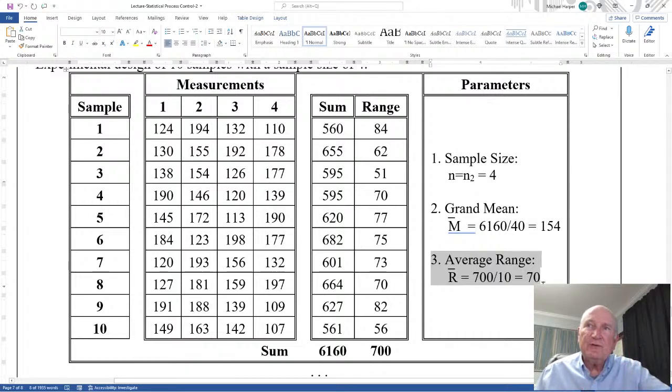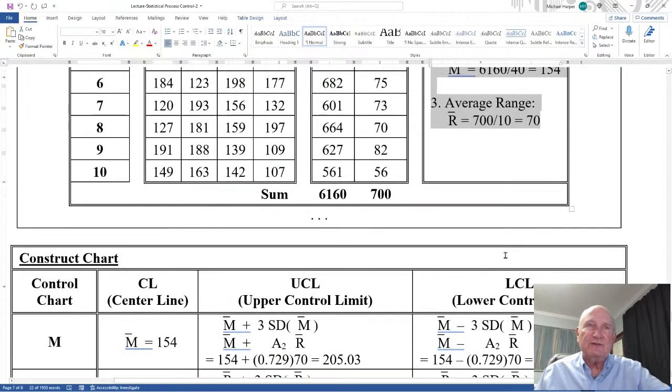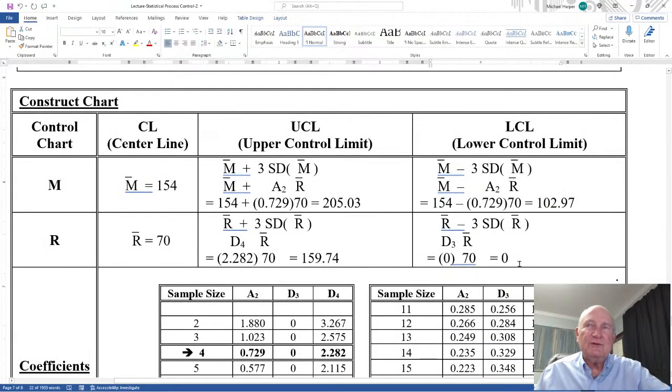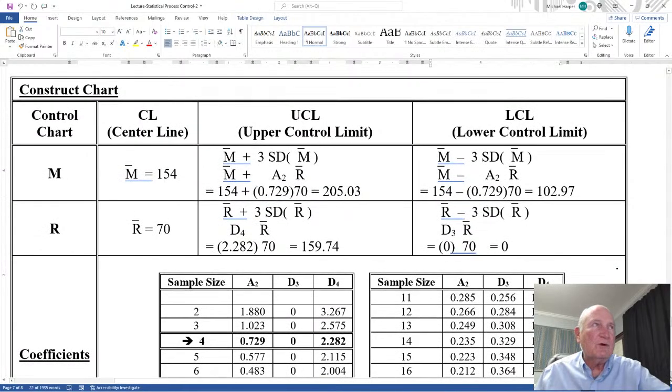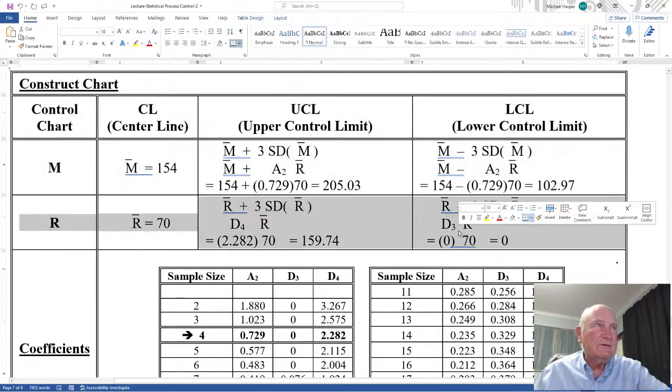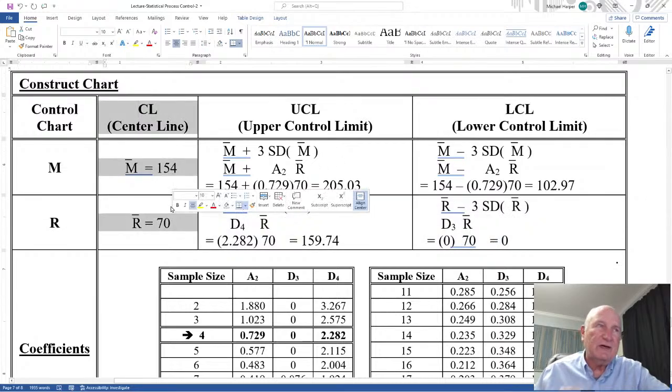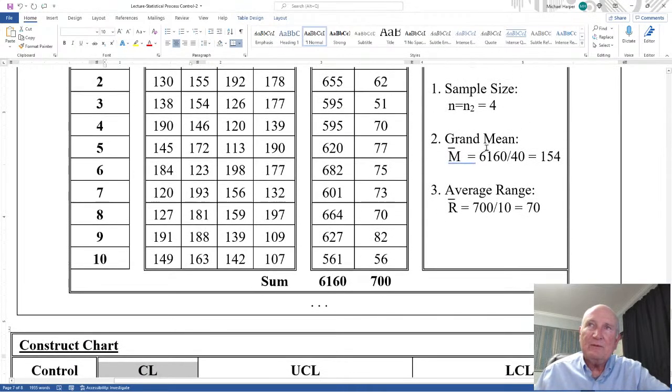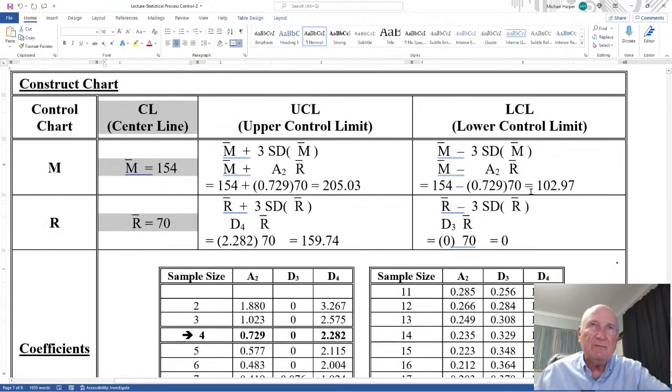Okay, so there are our three parameters: the sample size of the experiment and the chart, the grand mean from the experiment, and the average range from the experiment. So let's construct the chart. Now when we construct the chart, this is a little different than what we've done before. Here we have the M chart, and here we have the R chart. Here we have the center line. Well, the center line is easy. I just copied this from our parameters up here: the grand mean of 154 and the average range of 70.